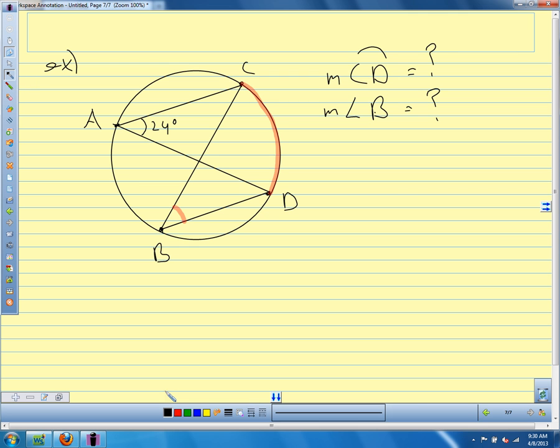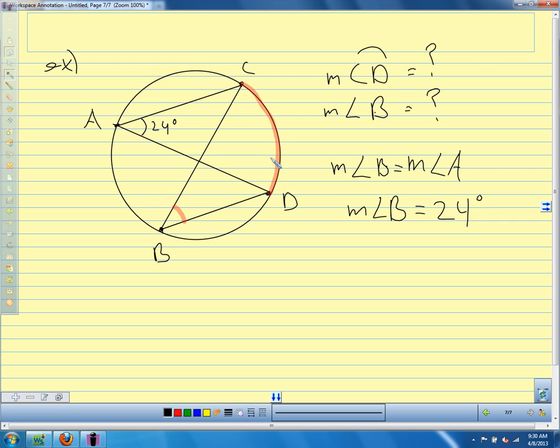All right, so what are we going to do here? Well, we already know that A is 24 and B is 24. They intercept the same arc. So because these two intercept the same arc, the measure of angle B equals the measure of angle A. So the measure of angle B has to be 24 degrees because they intercept the same arc.